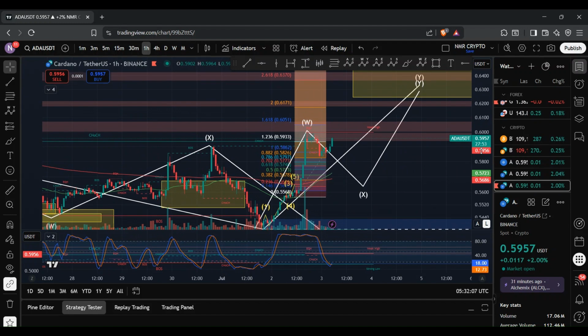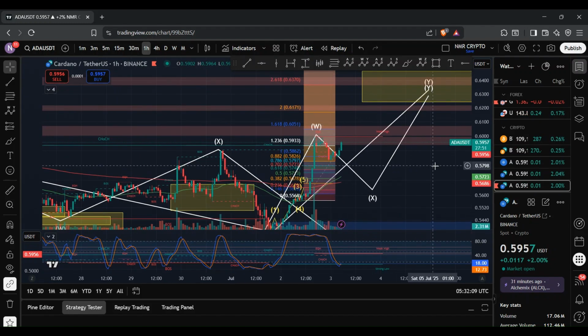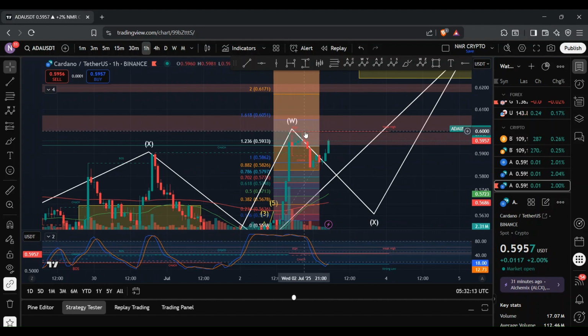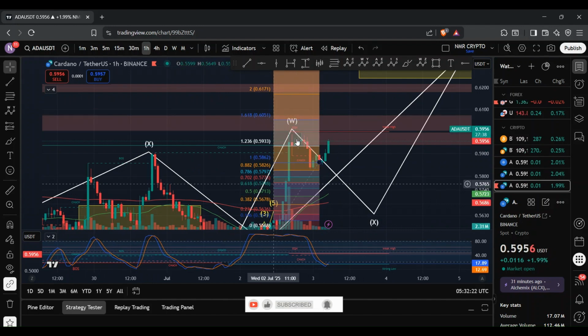And so for this WXY structure to be in play, what we need is for ADA to actually get rejected at this level. The reason being is that if you continue to see higher highs and retrace towards the 1.618 level, then that will trigger a 5-wave move as opposed to a WXY structure.